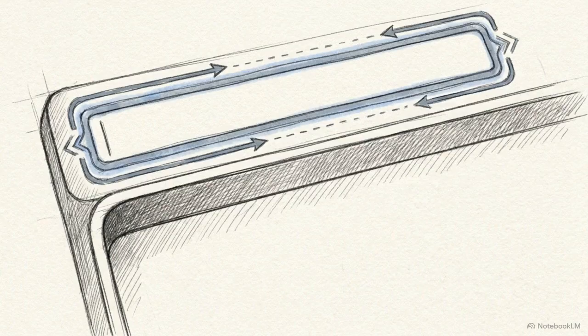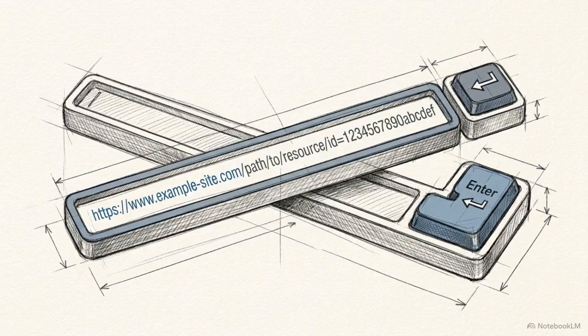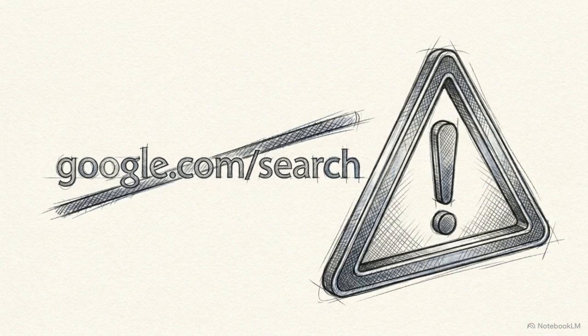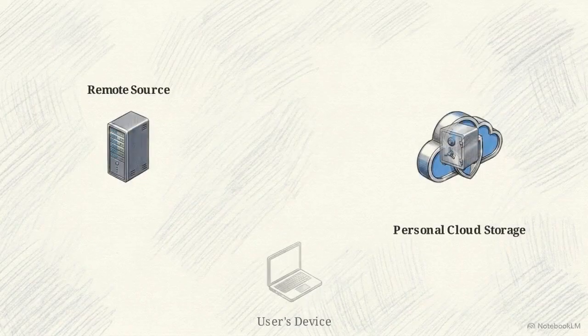To initiate a transfer, locate the universal link field at the top of the dashboard. Paste your target URL into the box and press Enter. Ensure this URL points directly to the file itself. Pasting the address of a search engine or a general web page will result in an ingestion error. This graphic illustrates the routing.